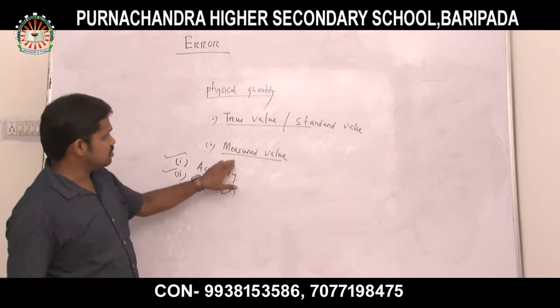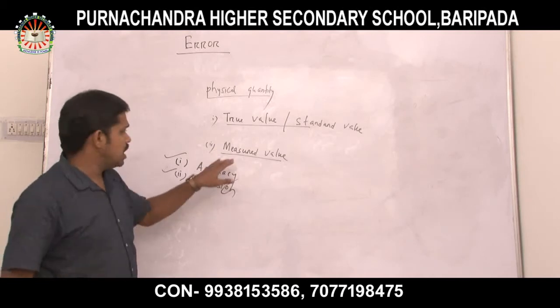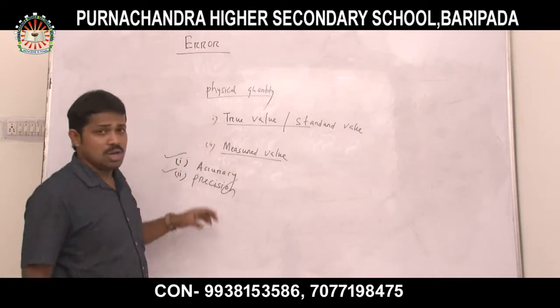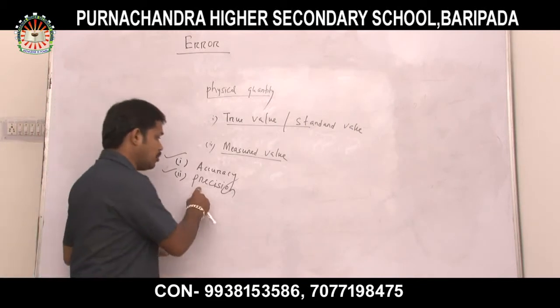If the measured value is closer to the true value, then it is more accurate. Very simple. And if it is not closer to the true value, then it is less accurate. Understood all of it? Okay. Then come to the precision.